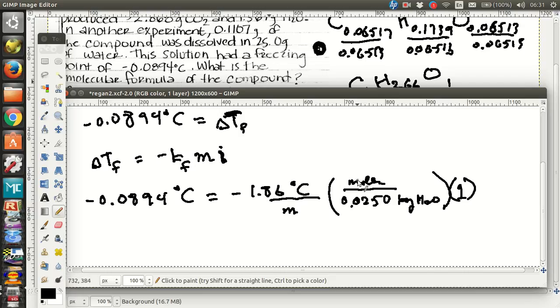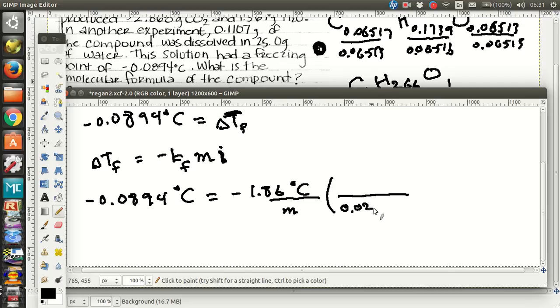Now what about these moles? How do you find these moles? Well, let's see. Let me just leave that blank for right now. 0.0250 kilograms times 1.